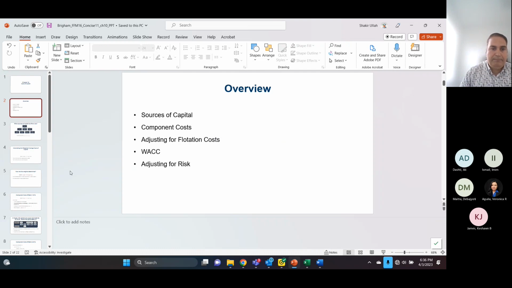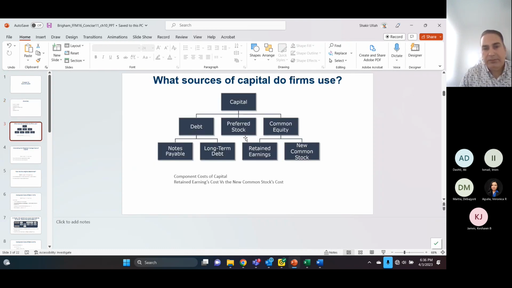So here are the different sources of capital: debt, preferred stock, and common equity. Debt can then be of two types: notes payables, which is a short-term debt, and long-term debt is like bonds or maybe some borrowings, long-term borrowings from the bank. But these two components are still included in the debt. Preferred stock is normally just one simple category, and equity can be of two types.